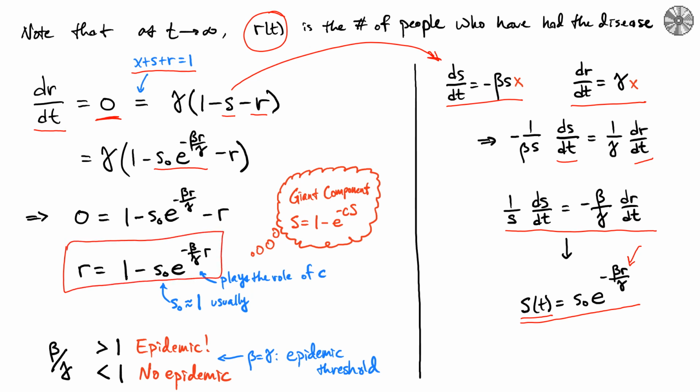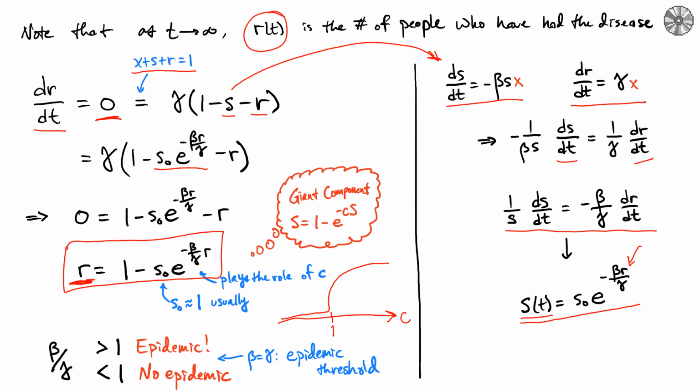And this little thought bubble here is saying that this looks a lot like the giant component expression that we had before. Essentially, we had this relationship that we had to numerically solve, where R was going to be equal to 1 minus e to this constant times R. Because this initial healthy population, S sub 0, is usually about 1, this really does look a lot like the giant component. If you remember, we had C on the x-axis, and there was an average degree of 1 where the giant component emerged.